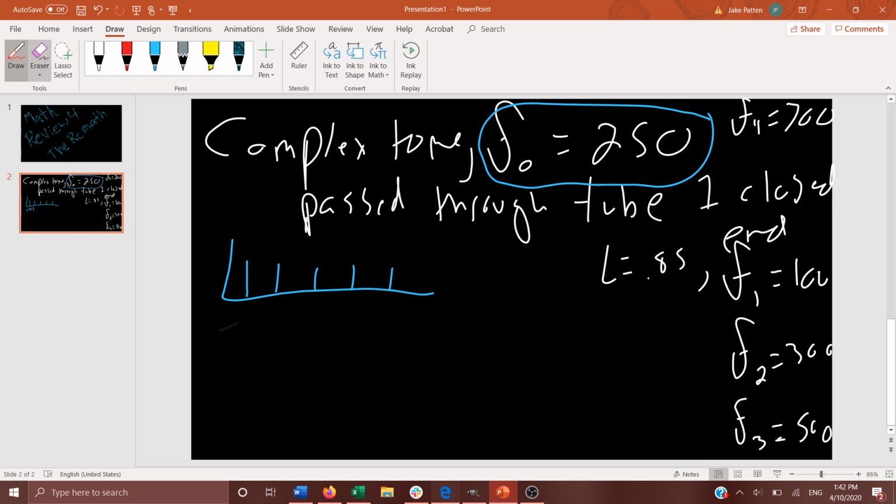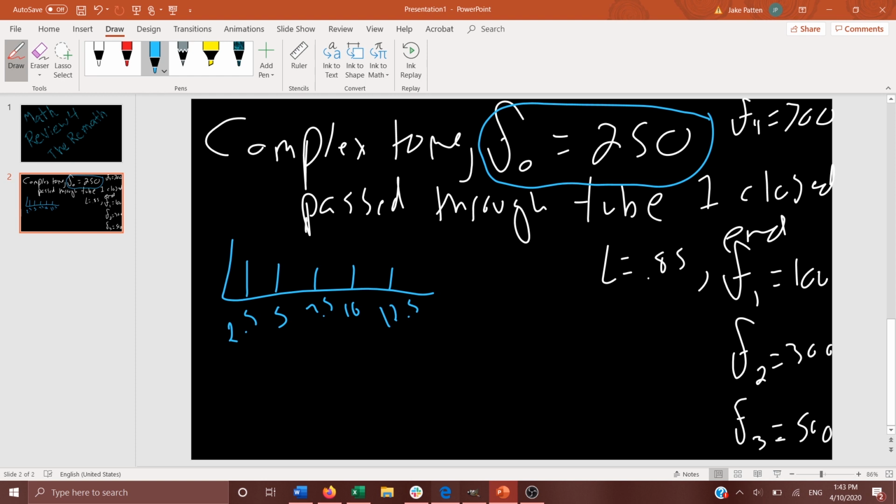I said that my handwriting got better, but I feel like I'm lying to you. So we're going to do it 2.5, 5, 7.5, 10, 12.5. You know that it's 250. Just multiply it by 100, I guess. Okay, so here's your complex tone.